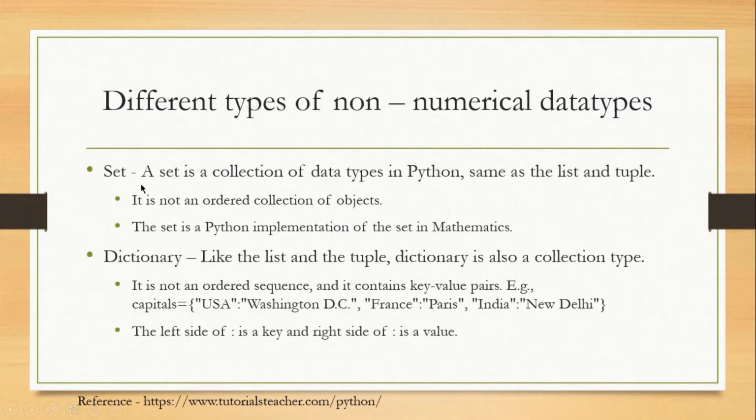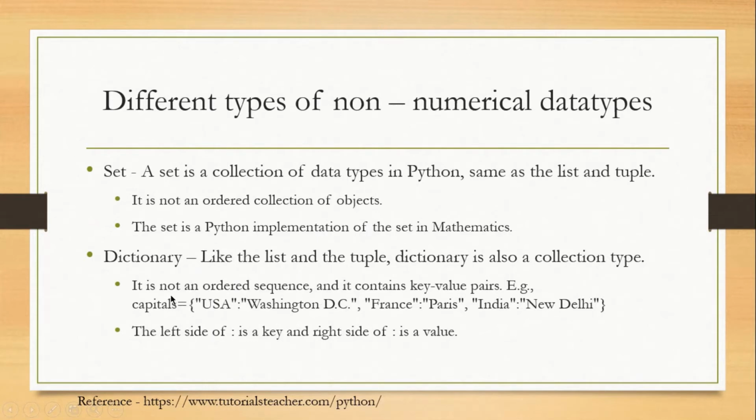Next, set. A set is a collection of different data types in Python, same as the list and tuple. It's not an ordered collection of objects. The set is a Python implementation of the set in mathematics. Dictionary. Like the list and tuple, dictionary is also a collection. It's not an ordered sequence and it contains key value pairs.